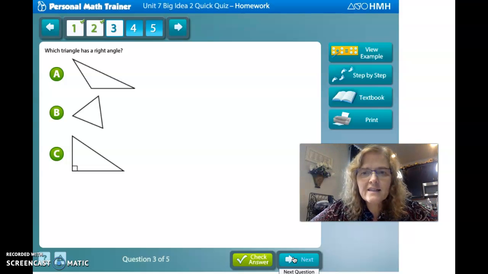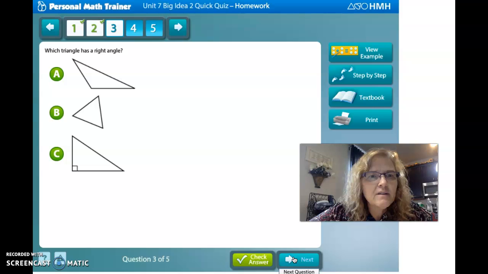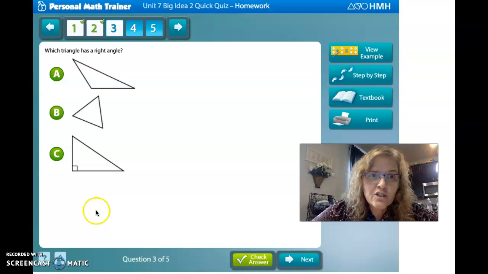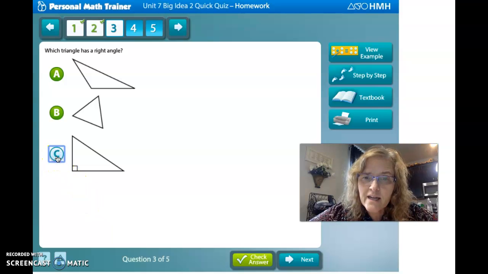Number 3. What triangle has a right angle? I hope you picked up in your studies that all 90-degree angles, when they're drawn for you, will have this little square in the corner, because some look pretty darn close and it really is hard to tell for sure. So the rule is, when anything is drawn in a book, if it's a 90-degree angle, then it has this little square in it. So we can choose C because it has a right angle.